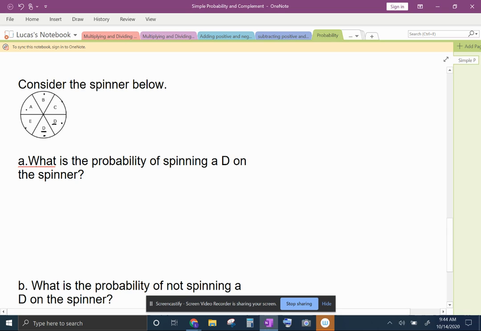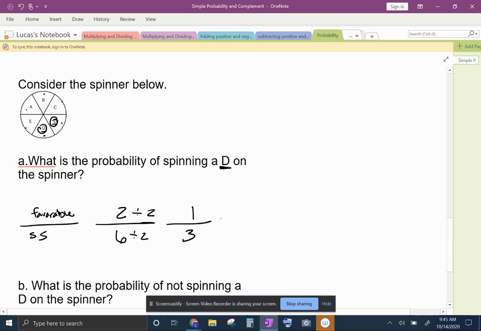Okay, so the first question asks, what is the probability of spinning a D on the spinner? Well, we know in our sample space there is 6 spaces. And how many have our favorable outcome? Well, that's 2, because our favorable outcome is spinning a D. So that'd be 2/6. I can also reduce this by 2, which would turn into a 1/3 chance.